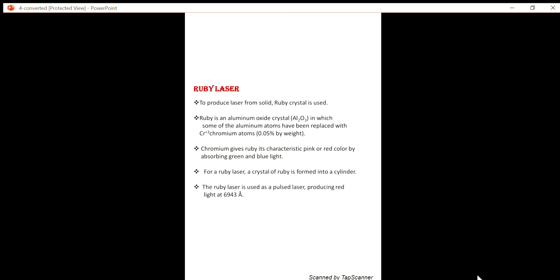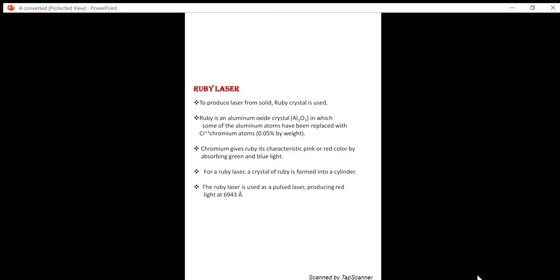To produce a laser from a solid, ruby crystal is used. Ruby is an aluminum oxide crystal, Al2O3, in which some of the aluminum atoms have been replaced with chromium Cr3+ atoms, 0.05% by weight. Chromium gives ruby its characteristic pink or red color by absorbing green and blue light. For a ruby laser, a crystal of ruby is formed into a cylinder.